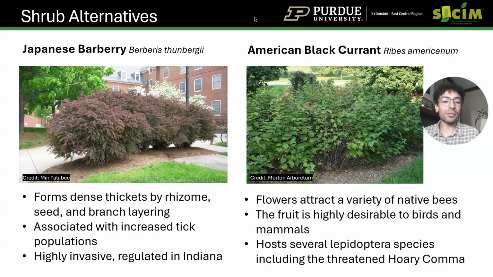It has a really attractive flower to a lot of our native bees. The fruits are pretty delicious for humans, birds, and other mammals. And it does support a lot of different moths and butterflies, notably one of our threatened species, the horicoma, excuse me.